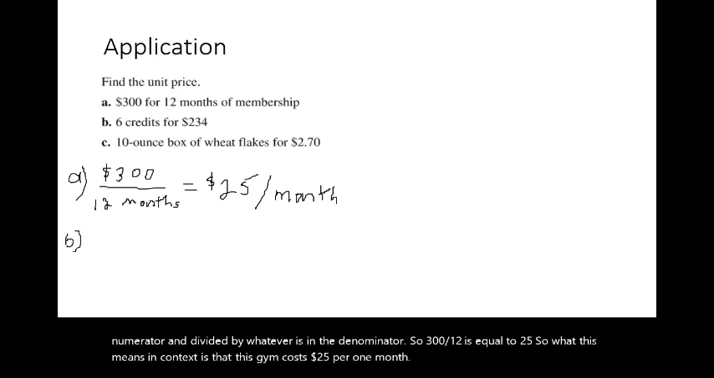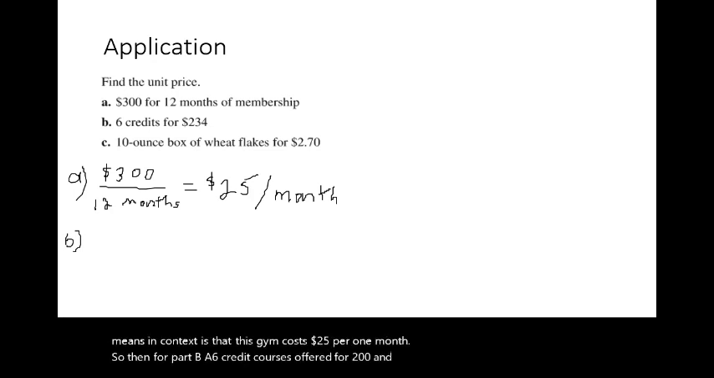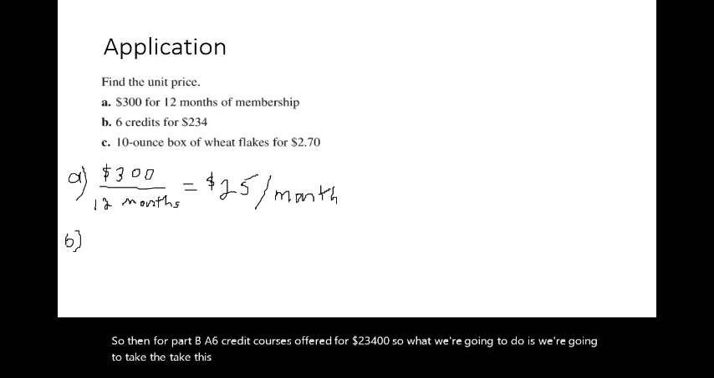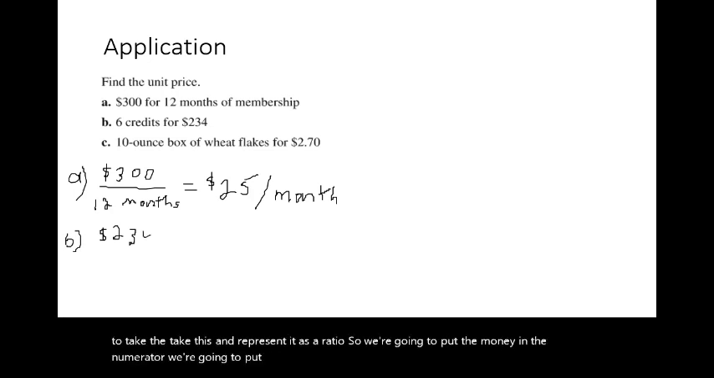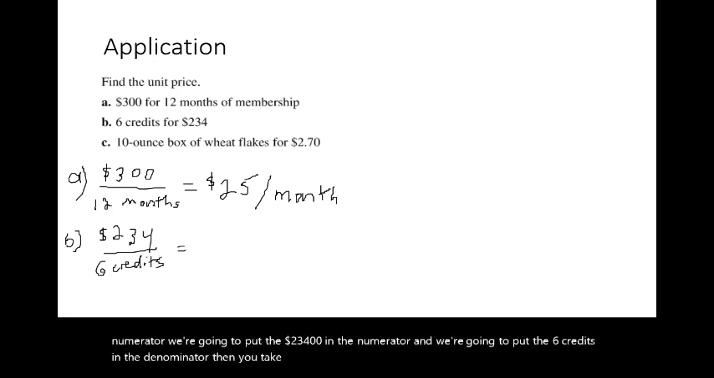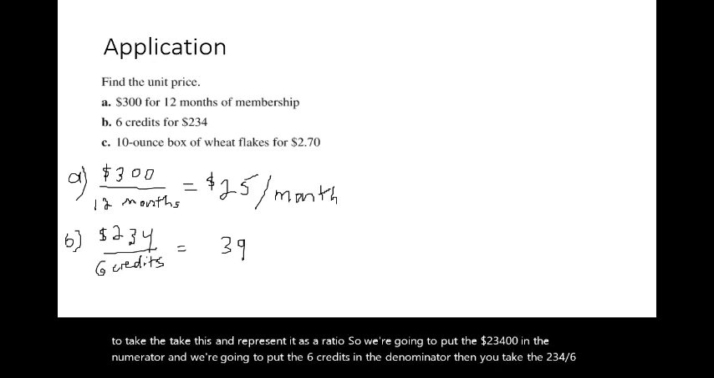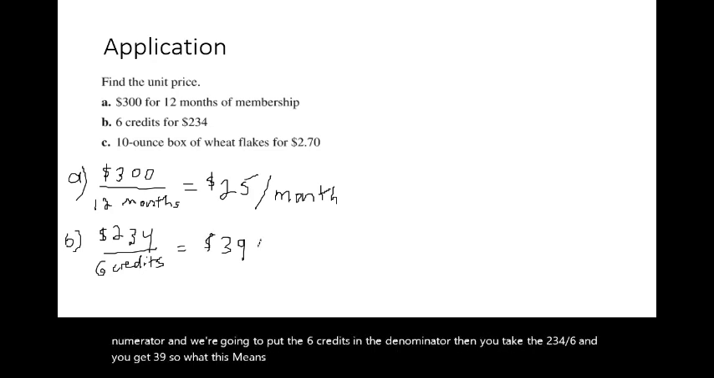So then for Part B, a 6-credit course is offered for $234. What we are going to do is take this and represent it as a ratio. So we're going to put the money in the numerator. We're going to put the $234 in the numerator, and we're going to put the 6 credits in the denominator. Then you take 234 divided by 6, and you get 39. What this means in context is that this costs $39 per 1 credit.